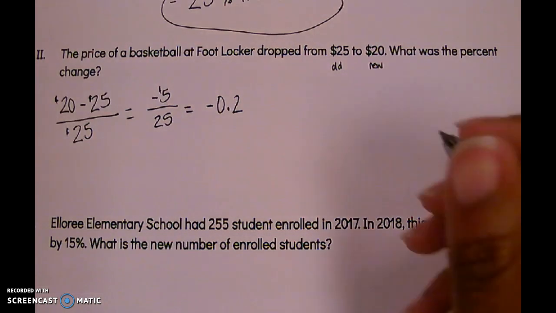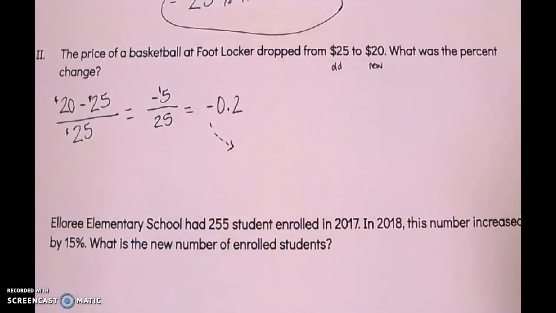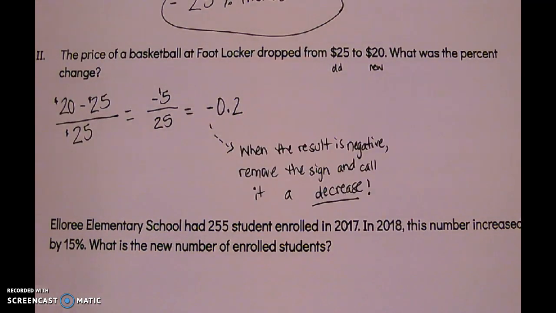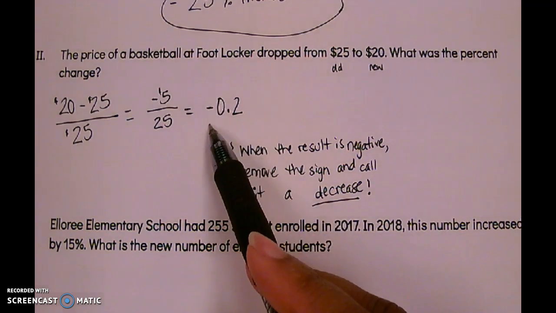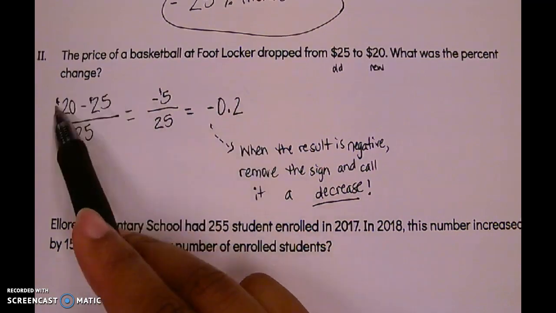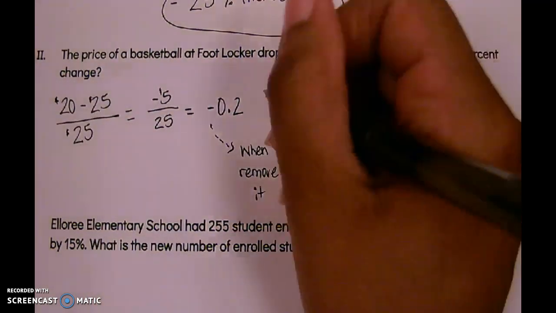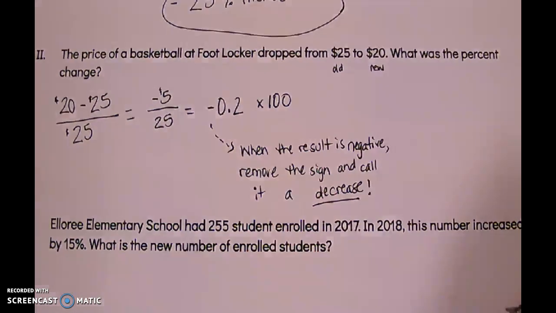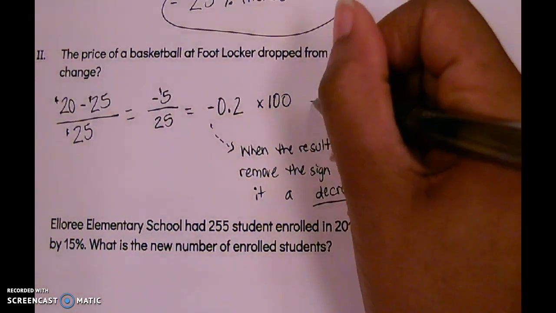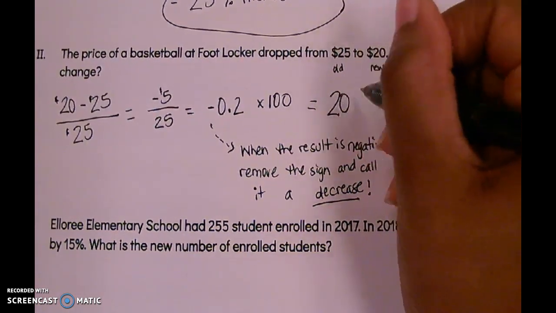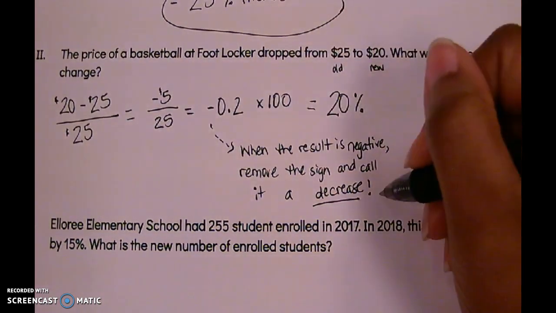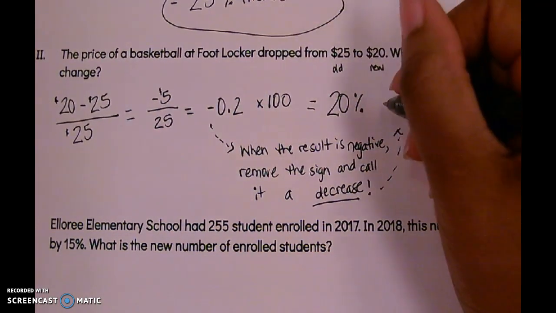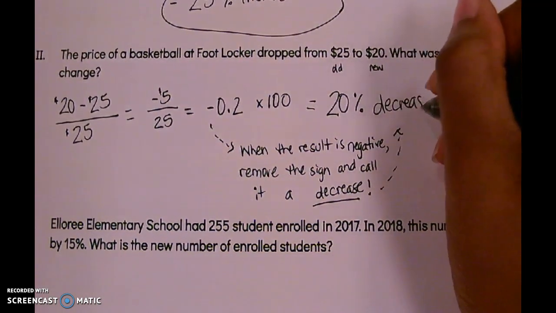Okay? Now, here's the thing with that negative symbol. When the result here is negative, we're actually going to remove the sign, and when we get our percent, we're going to call that a decrease. Okay? So, jumping right back into the problem, we're not done yet. Remember, whatever we get from plugging everything into our formula, we have to multiply by 100 to get our percent. When we multiply by 100, that's going to give us 20%. And remember what we said here? This is going to represent a 20% decrease.